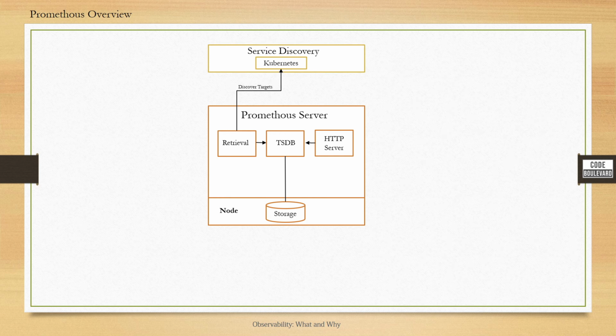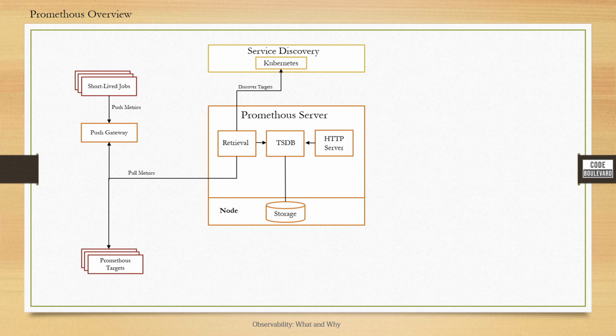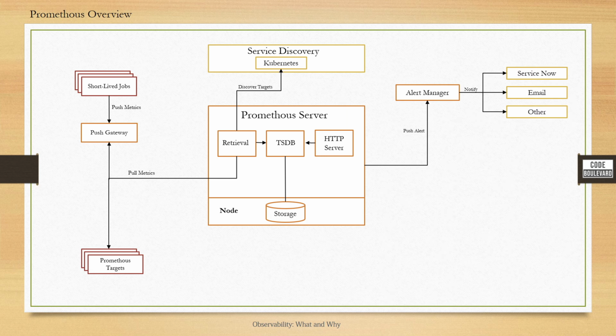When we talk about retrieval, it means we will be able to discover different types of targets in case your application is hosted on Kubernetes. With the help of service discovery, you will find your targets which need to be monitored. With the retrieval component, we can pull metrics from the different types of targets that we have. Let's say it can be any application that you have hosted on Kubernetes. On the other side, we also have some short-lived jobs that are not able to expose metrics. So with the help of the Pushgateway, which is also part of Prometheus, we can gather metrics and persist them in databases.